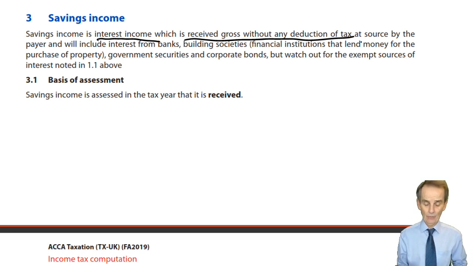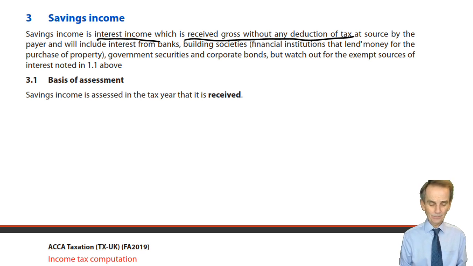There's no such equivalent. It's there in the notes making that point because years ago, banks also used to deduct income tax at source on interest. That does not now happen in the vast majority of cases, and certainly in all of the cases that you see within your taxation syllabus. So it's received gross, that is the figure you include within the computation.